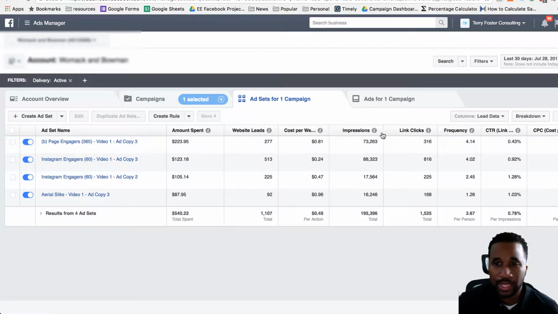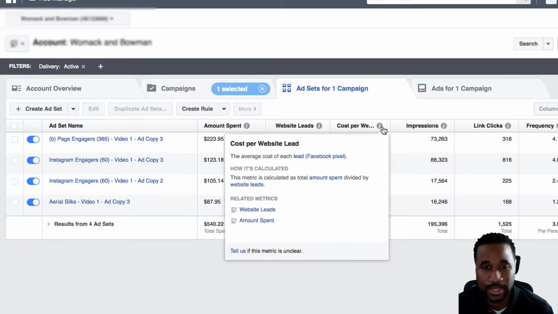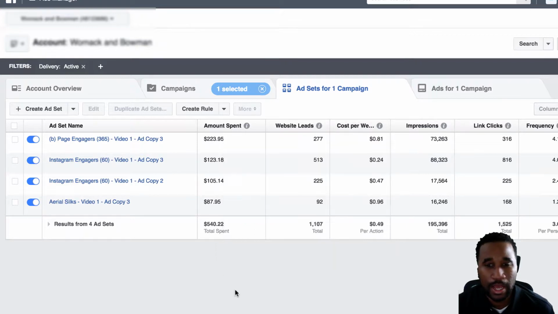So I have my columns set up the way that I like them. If you don't know how to set your columns up like this, go ahead and check out another video on it. But let's just look at some of the data. So the most important piece of information is definitely your cost per website lead if you're running a lead gen campaign. I want to see what my cost per lead is.